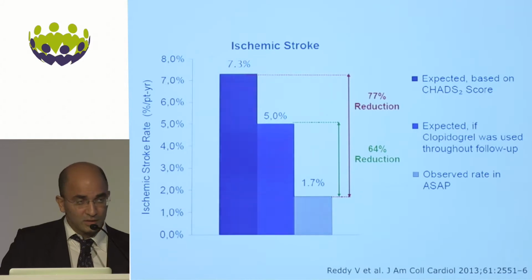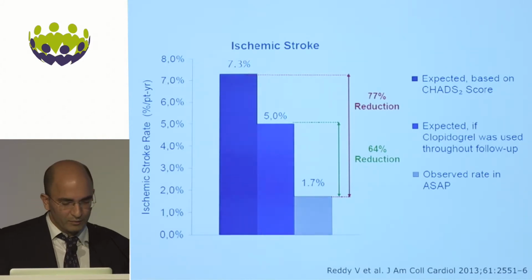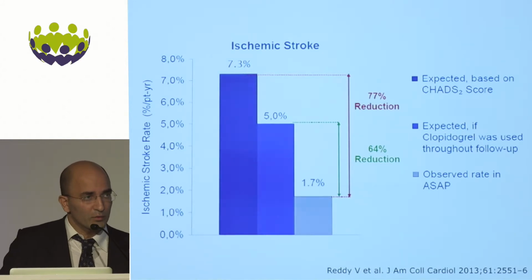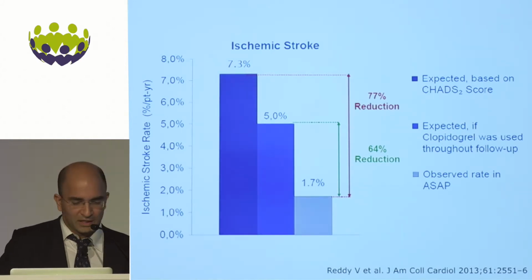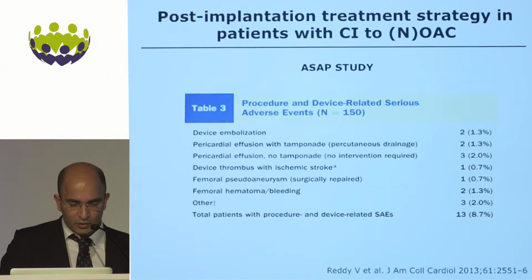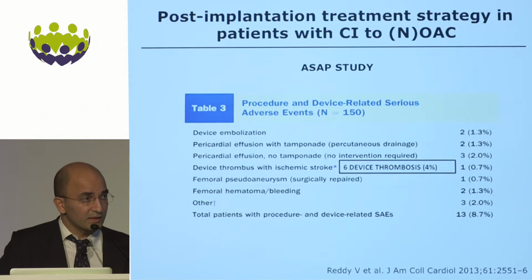We already know the result of this registry, which was very good, with a low rate of stroke during follow-up, 1.7%, which was a dramatic reduction compared with what we could expect based on the CHA2DS2-VASc score. If we look now at the endpoint of this study, especially the rate of device thrombosis, there was one device thrombosis with ischemic stroke, so that's a symptomatic device thrombosis. But looking closer, there were indeed 6 device thromboses, yielding an incidence of 4% for this particular registry.